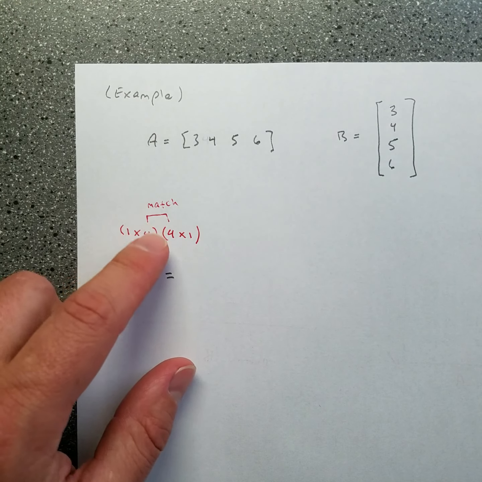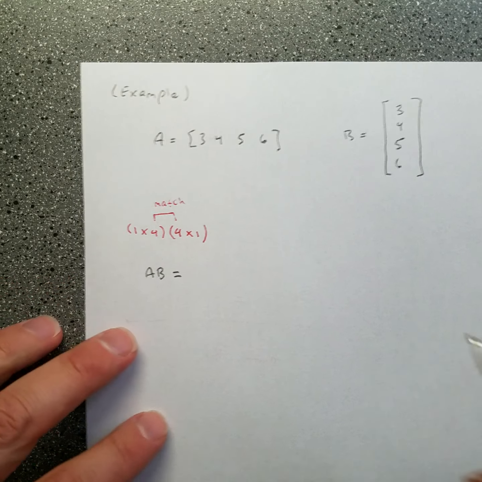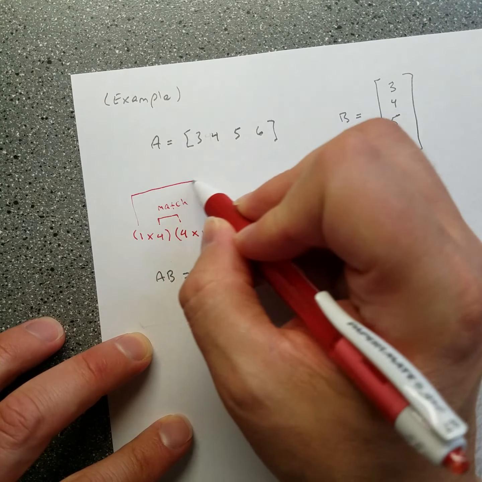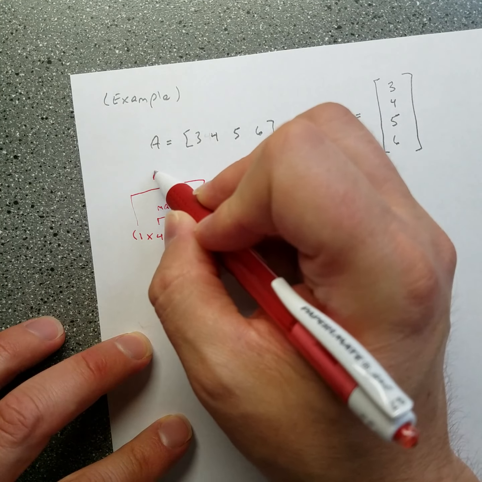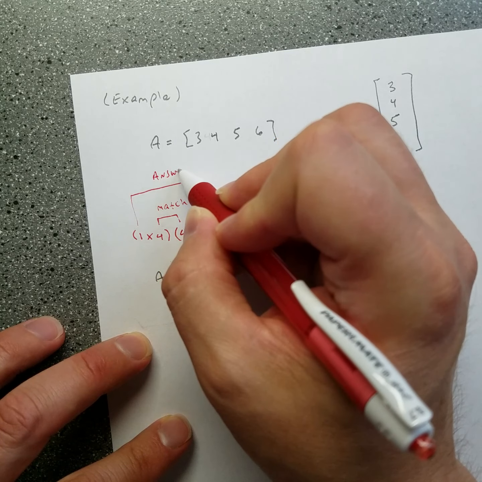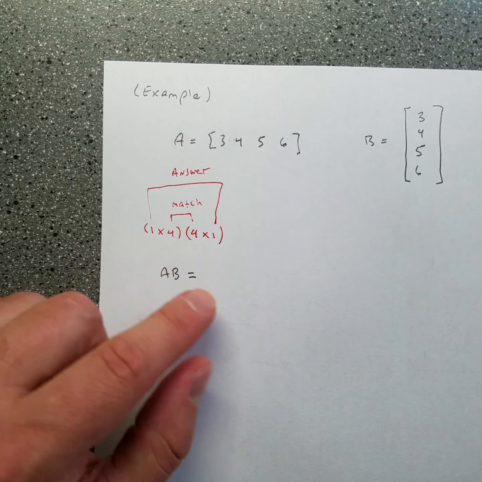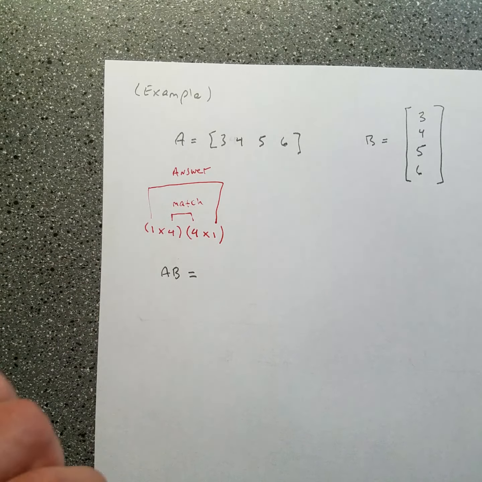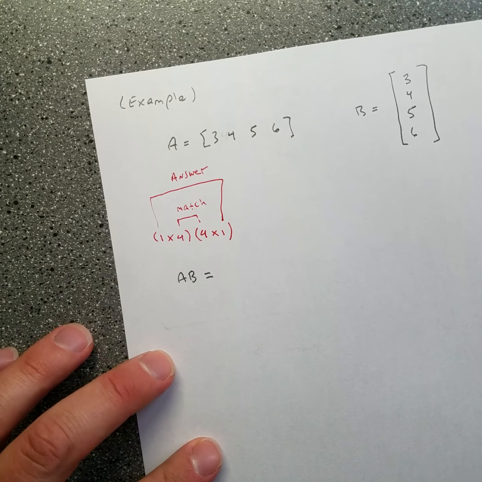Okay? 4 and 4 is the same. And so what are we going to get for an answer? We're going to get a 1 by 1. So we're going to get a matrix that's 1 row and 1 column. Alright, now so what would that be?